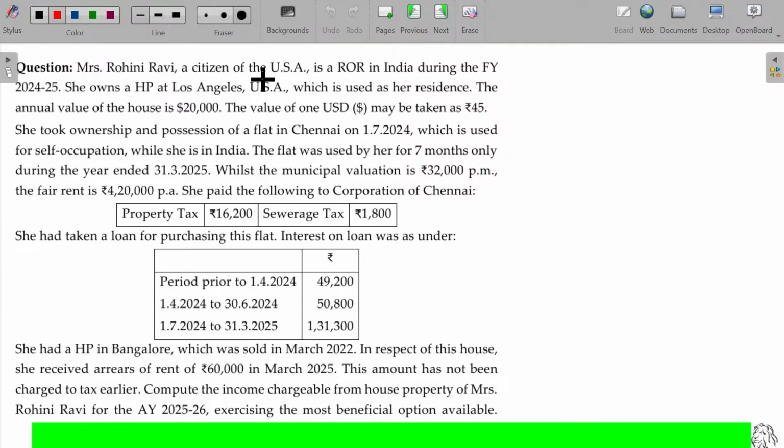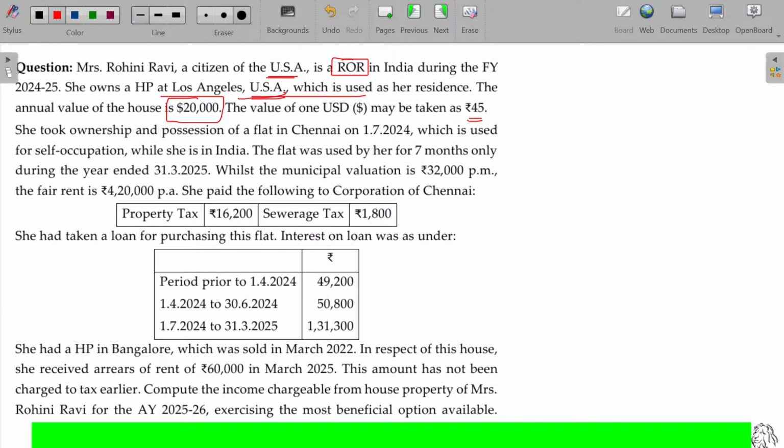Mrs. Rohini Ravi, citizen of USA, is an ROR in India. The assessee being ROR, the global income will be taxable. Not only Indian income, foreign income is also taxable. During the financial year 24-25, she owns a house property at Los Angeles, USA, which is used as her residence. The annual value of the house is $20,000. The value of the US dollar may be taken as 45.